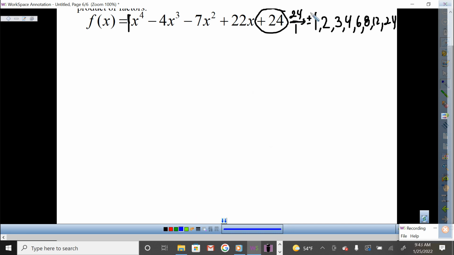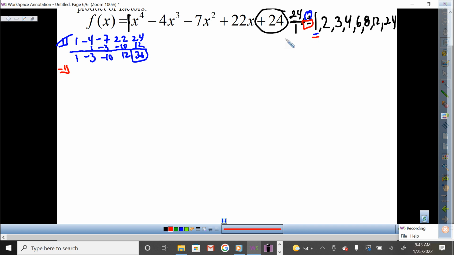Let's start with positive 1. We got 1, negative 4, negative 7, 22, 24. 1 times 1 is 1, combined, that's negative 3. 1 times negative 3 is negative 3, combined that's negative 10. 1 times negative 10, that's 12. 1 times 12 is 12, and that is 36. Nope, that's not our 0. Next one, negative 1.